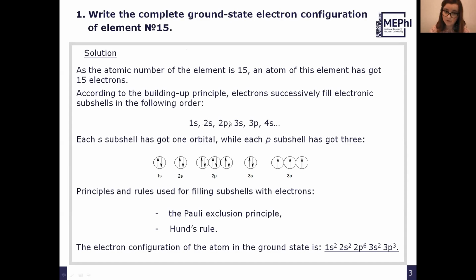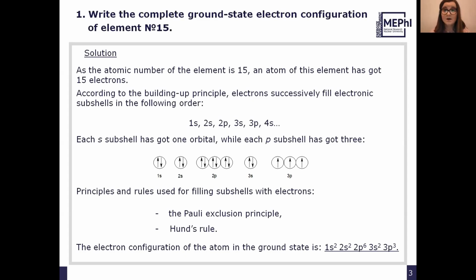The building up principle says that electrons successively fill electronic subshells in the following order. First, the 1s orbital, then the 2s orbital, then the 2p orbitals, then the 3s orbital, 3p orbitals, 4s orbital, and so on. As this element obviously belongs to the third period of the periodic table, we can stop here, and we're not interested in the order after the 4s orbital.